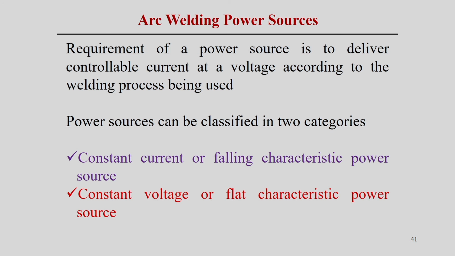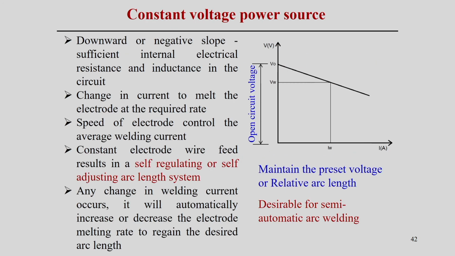We see what the two different types of power source normally used in the welding process are. One is the constant voltage power source. In this case, constant voltage maintains the preset voltage or relative arc length. Basically, in the arc welding process, the arc voltage is set relevant to the arc length, so it is very sensitive to the arc length. If we preset the voltage in a particular process, then the arc length can more or less be fixed: for a particular voltage or potential difference, we get a particular arc length.